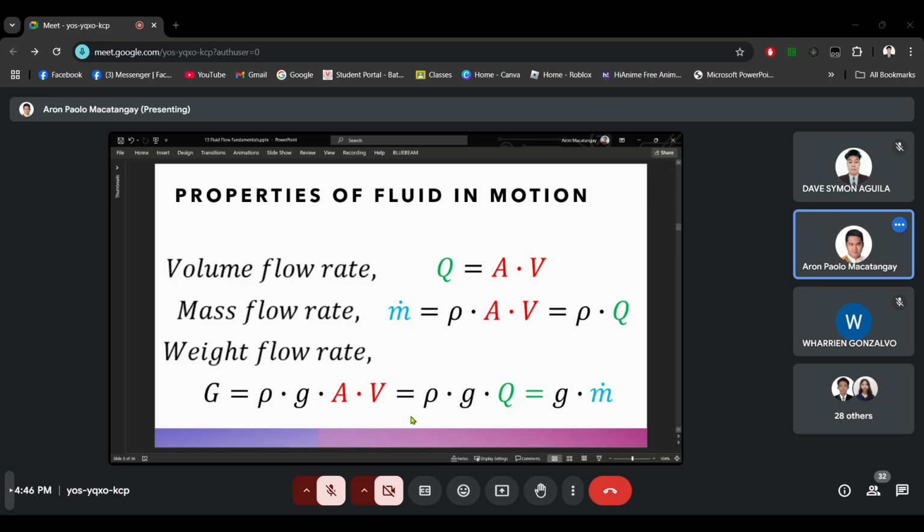Any confusion or questions with all of these three rates of flow? None po.